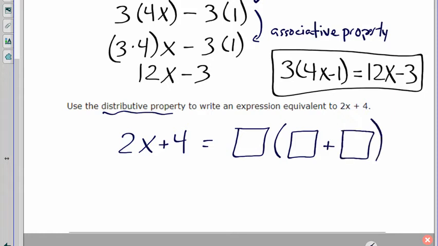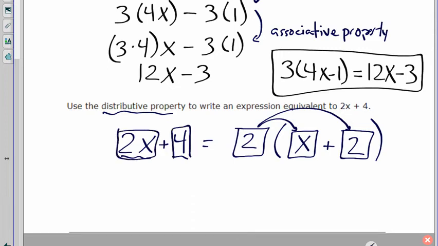I want to use the distributive property to get something times something plus something. So I need to look for a factor that's in each of these terms. And I see an even number in both of them, so I can pull out a 2. If I pull out a 2, then I think to myself, what times 2 is 2x? Well, that's just an x. See, 2 times x is 2x. And what times 2 is 4? Well, 2 times 2 is 4. So there's my 2 parts. So I used the distributive property in reverse.